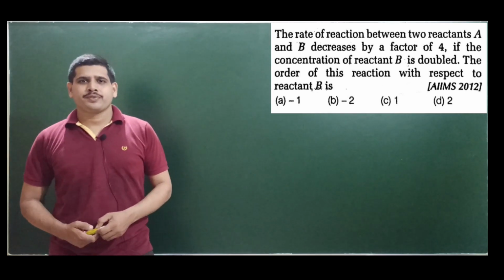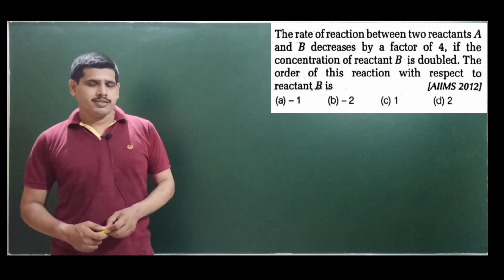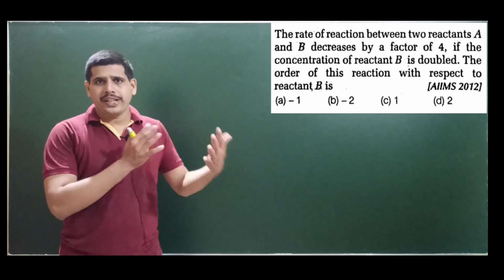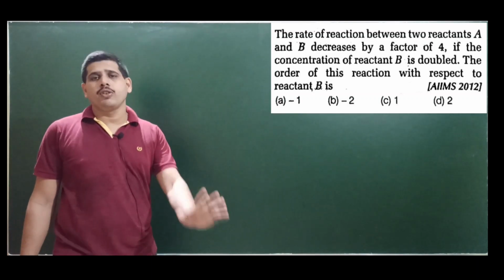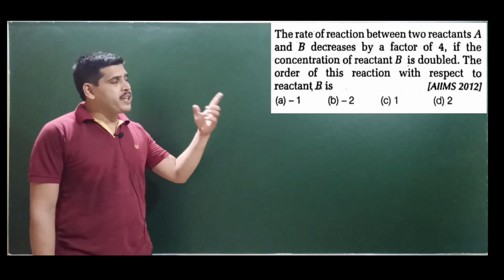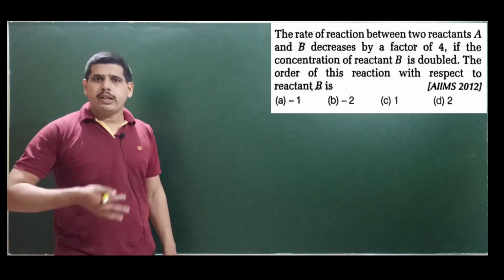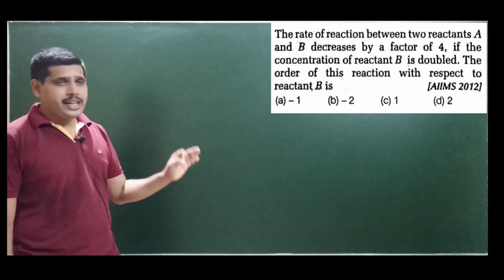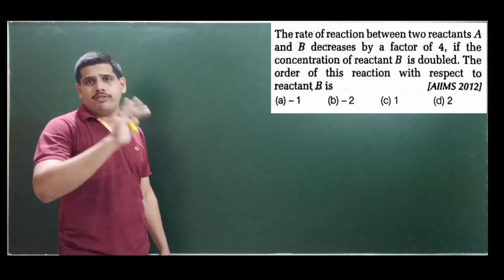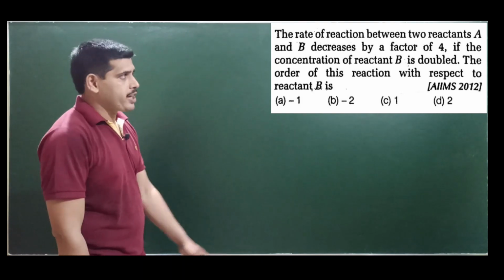Hello dear students. What is being claimed here is the rate of a reaction between two reactants, that is A and B, is found to be decreased by a factor 4 when concentration of B is doubled. Did you get that? When we double the concentration of one of the reactants, that is B, rate of this reaction between A and B is going to decrease by 4. What is the order of the reaction with respect to B?